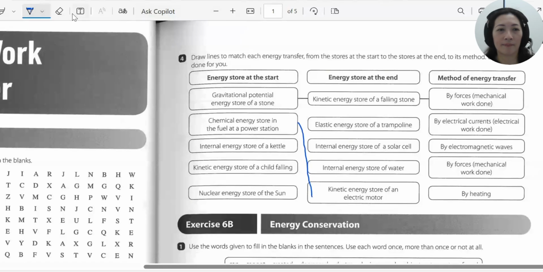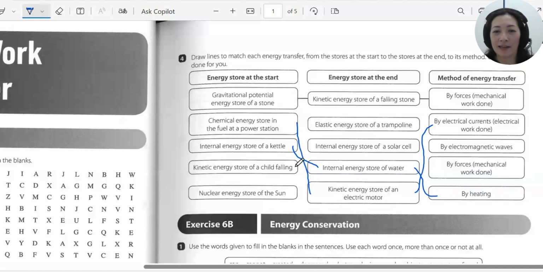Let me fix that. And this is done by electrical currents through electrical work done. Now, the internal energy store of a kettle is used to boil water. So that will be converted into the internal energy store of water. And how that's done is by heating over here.